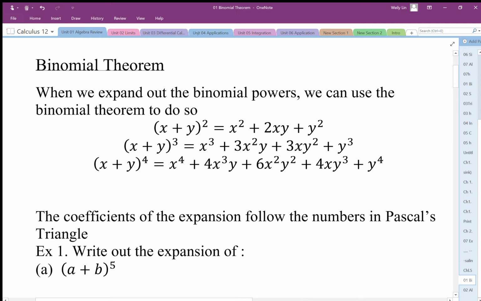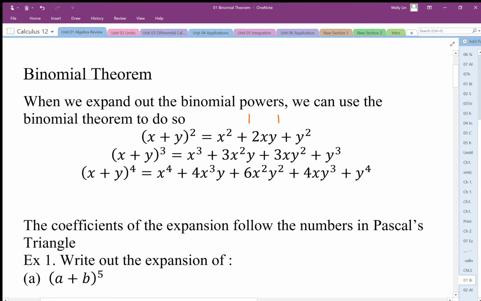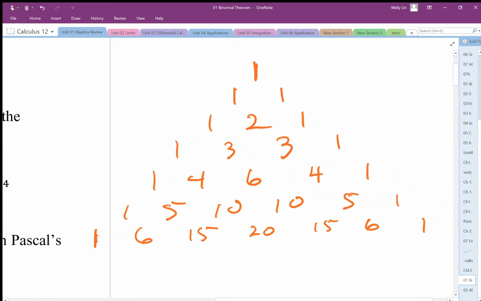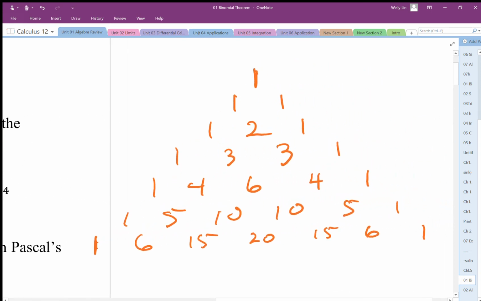But the other part of this is the coefficients. The coefficients happen to follow Pascal's triangle. So if we take a look at this row 2, we get 1, 2, 1. Row 3 gets 1, 3, 3, 1. Row 4 is 1, 4, 6, 4, 1. In fact, row 1 would be 1, 1, and row 0 would be 1. In fact, here's Pascal's triangle over here. And you can see that those coefficients show up in these powers. Okay, 1, 2, 1, 1, 3, 3, 1, 1, 4, 6, 4, 1.